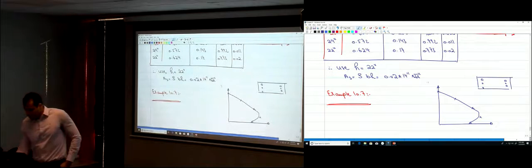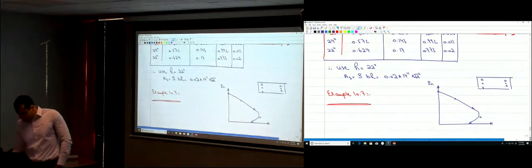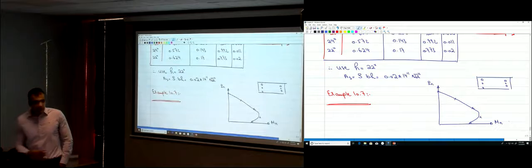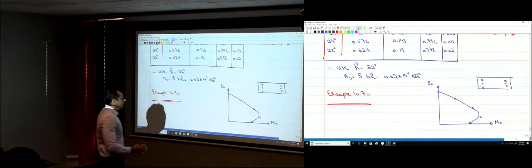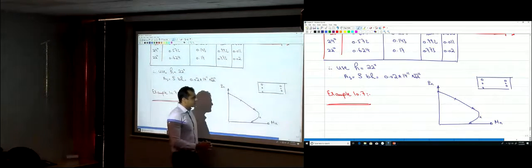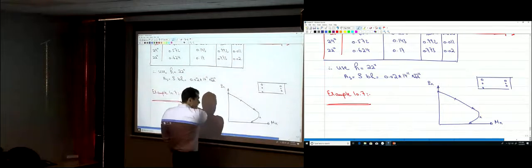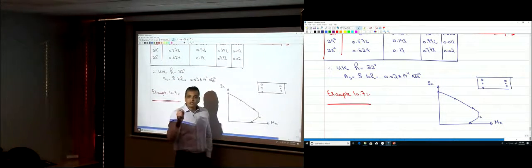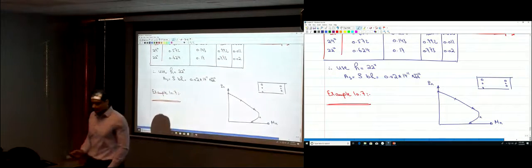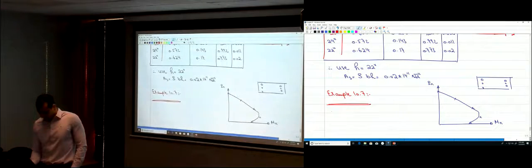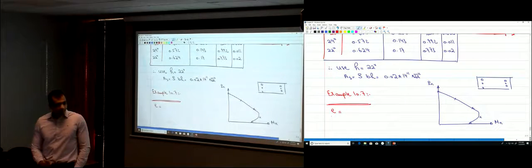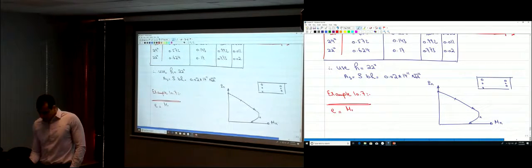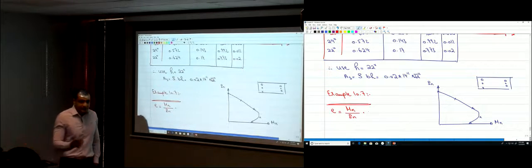Here you have Pn normalized and Mn normalized, and I'm asking you to find the strength of that column. That's what we're going to do in this example. The eccentricity is given. What's the eccentricity? The eccentricity is Mn divided by Pn.